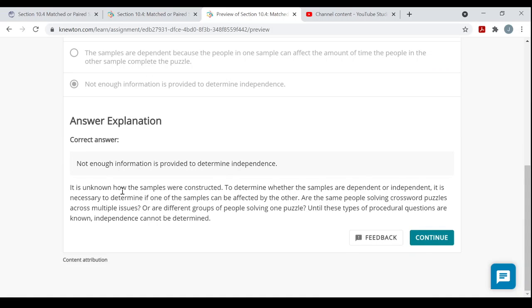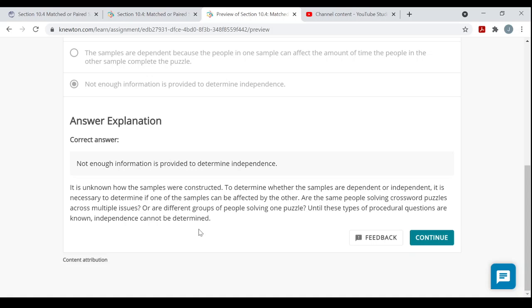See, it is unknown how the samples were constructed. To determine whether the samples are dependent or independent, it is necessary to determine if one of the samples can be affected by the other. Are the same people solving the crossword puzzles across multiple issues, or are different groups of people solving one puzzle? Until this information is known, how they're conducting the study and how the samples are constructed, independence cannot be determined.